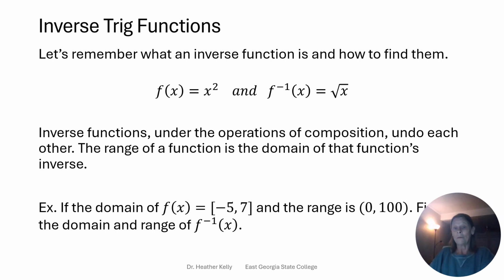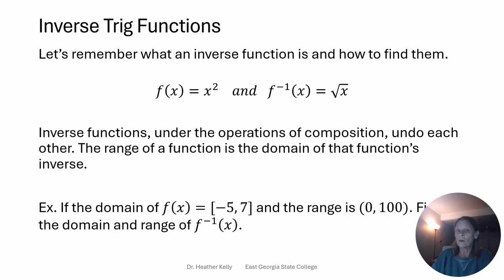For example, x squared, right? How do you solve an equation with an x squared in it? Well, you factor it, of course, but you can also employ the square root property. And the reason the square root property works is because the square root and the square are inverses of each other. Inverse functions under the operation of composition, where you compose one function of the other, undo each other.